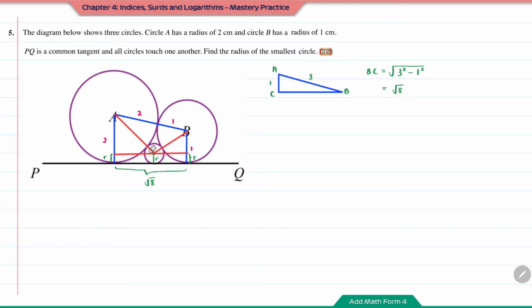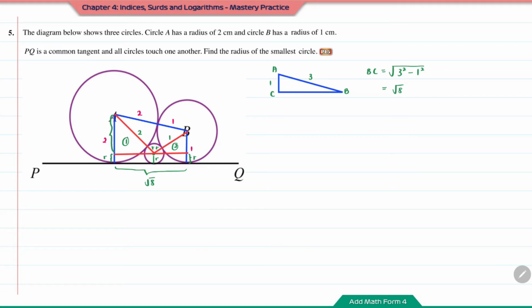Now, it's going to create two right angle triangles here. So I'm going to label this right angle triangle as right angle triangle number 1 and this one as right angle triangle number 2. So here is going to be the radius of A. So here is going to be 2 and here is going to be the radius of the smallest circle. And for this line, this is going to be the radius of B, which is equal to 1. And this will be the radius of the smallest circle as well.